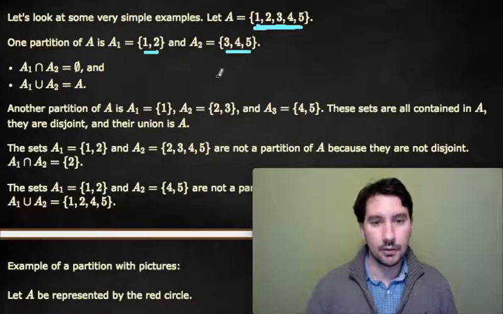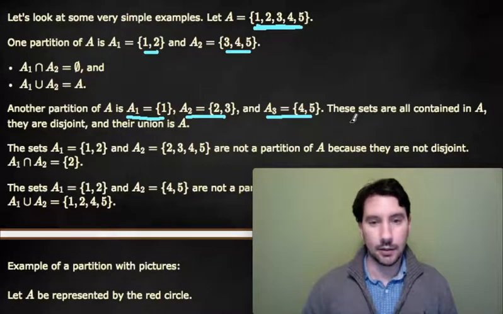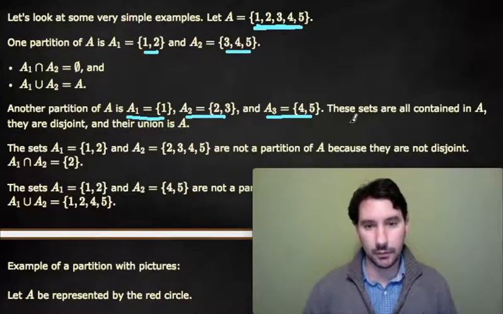Another partition would be A1 is {1}, A2 is {2, 3}, and A3 is {4, 5}. So we could break up the set A into three sets, one with 1, one with 2, 3, and one with 4, 5. These sets are still disjoint, and the union of all three sets is A. So this is a partition of A into three sets.